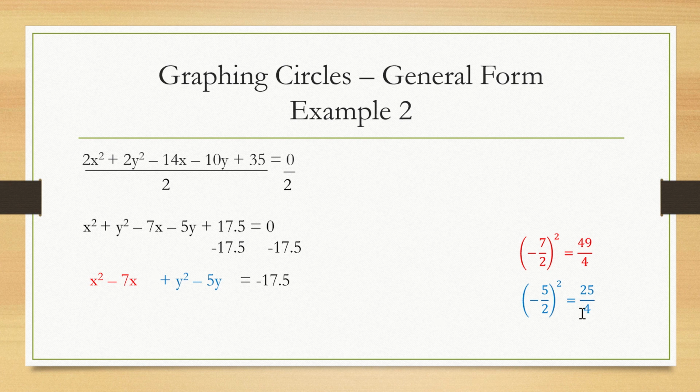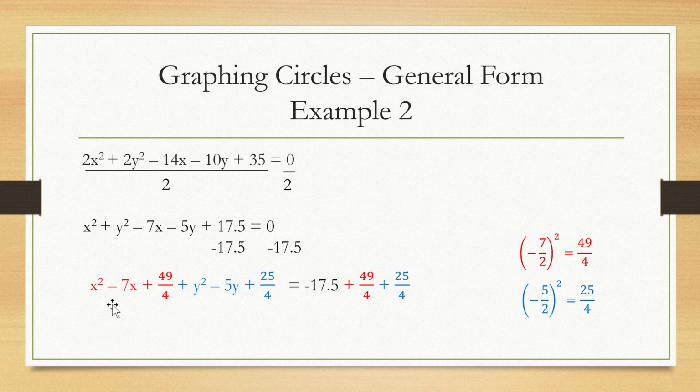In blue here we have negative 5 over 2 squared. So 5 squared would be 25 and 2 squared would be 4. So that's the number that's going to go over here. And of course we have to add those fractions on the right hand side as well. So it's going to look something like this. Okay, now we're going to follow step 3 here. We're going to factor this one and add up these terms.